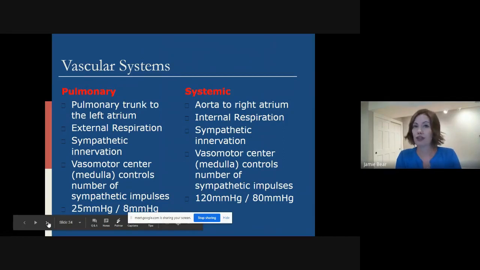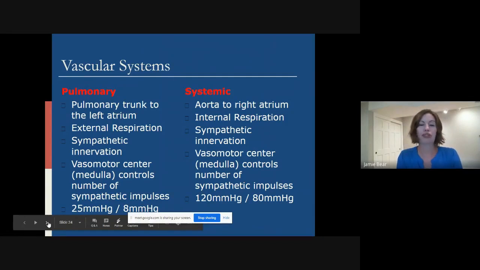That's where internal respiration takes place. It's also through the vasomotor center in the medulla in our brain stem where sympathetic innervation is both controlled and responded to. The blood pressure in the systemic system is much higher: 120 is the systolic pressure, over 80. That's approximately 10 times greater in the systemic circulation as compared to the pulmonary system.